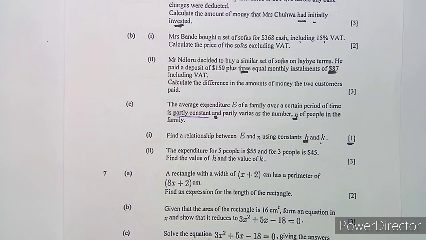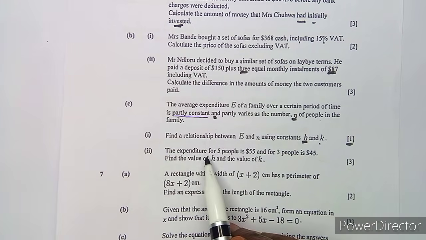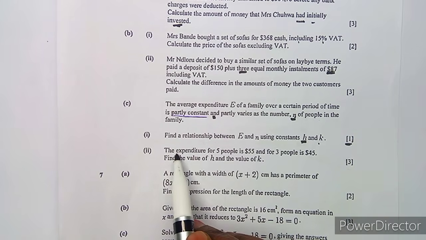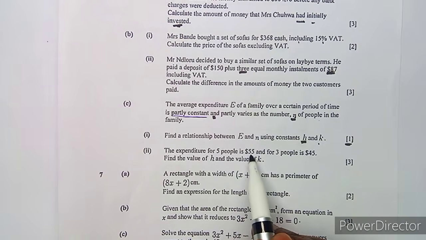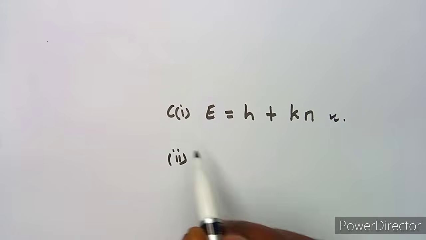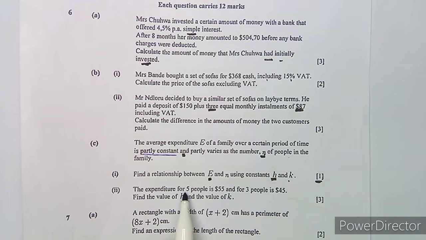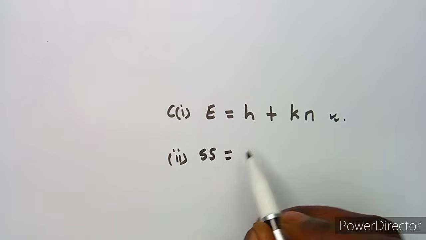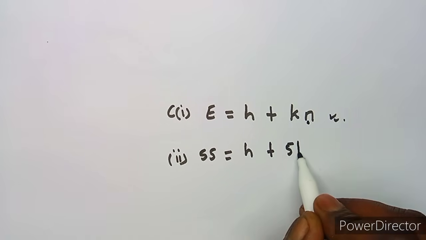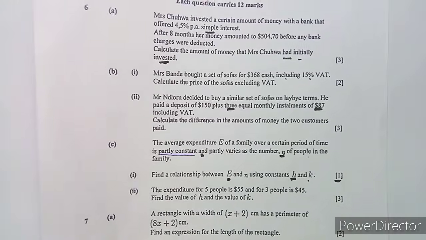So when you are working with partial variation, remember, guys, how do you solve these constants? You have to substitute here n, which is 5 for the number of people, and the expenditure is $55, and the expenditure is represented by E. So this is item 2. I'm going to start by substituting here. E, that is the first part, is $55 when our number of people is 5. So 55 is equal to H plus, when number of people is 5, it is going to be 5K. All right, we move on to another part.